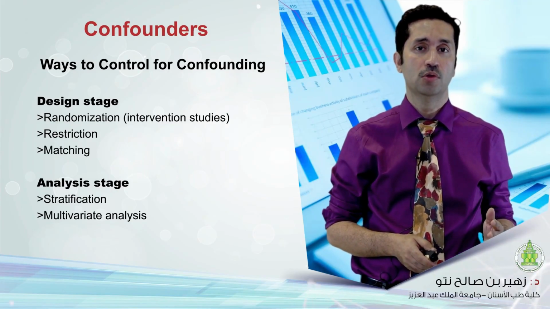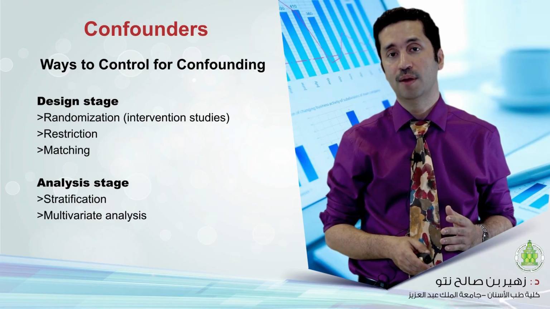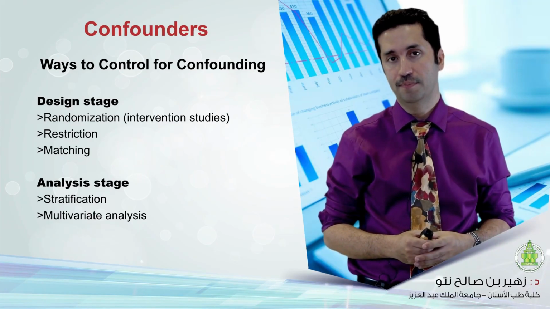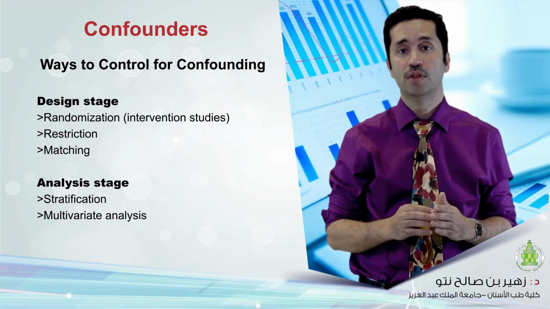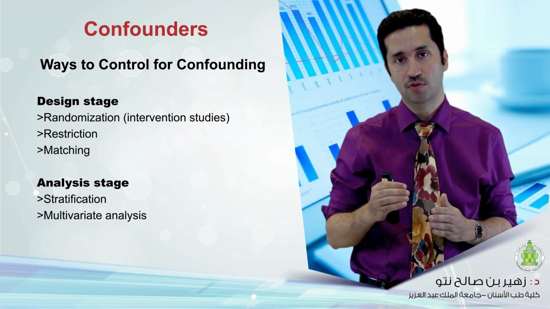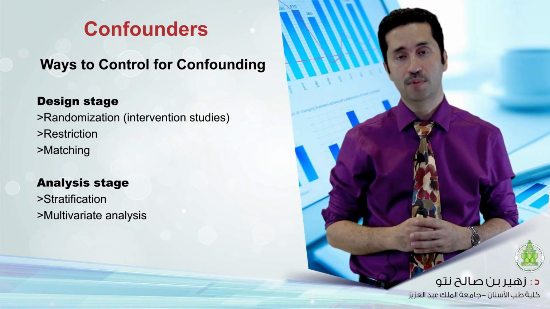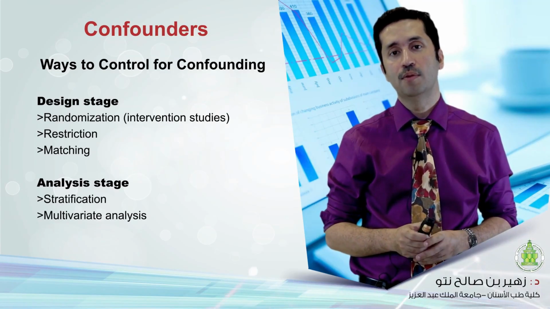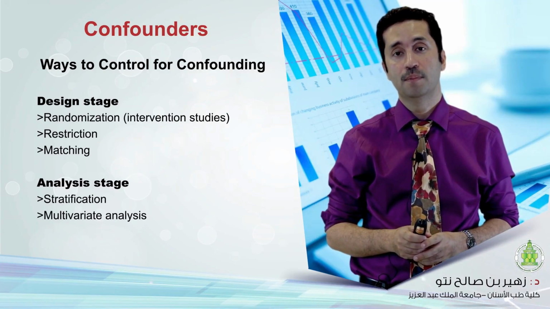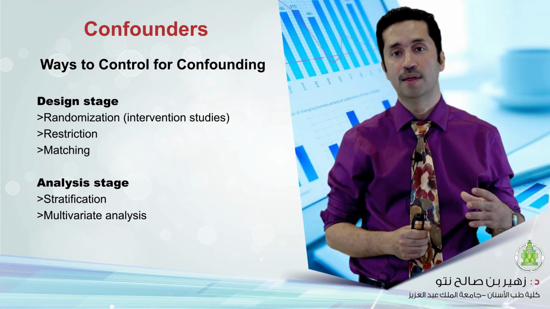If we are unable to control these variables during the research design, we can control them after the research is completed. There are several methods. The first method is stratification, which involves dividing the sample into groups, and the other method is multivariable analysis, which is a comprehensive analysis involving several variables. Each of these types will be discussed in detail. Controlling for the adjustment of confounders will be covered in a separate video.